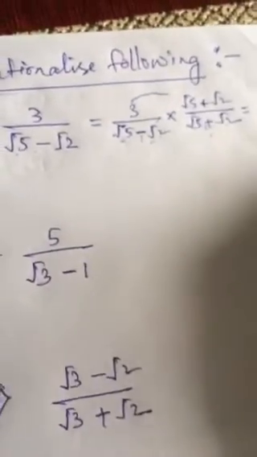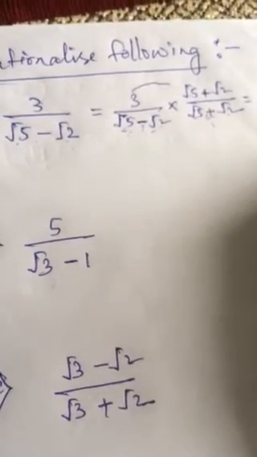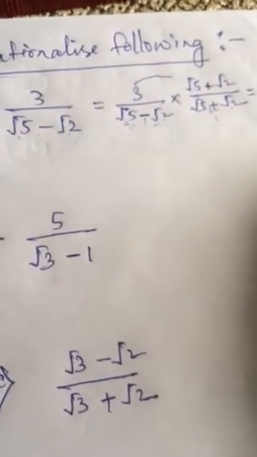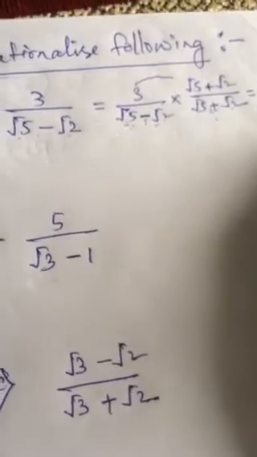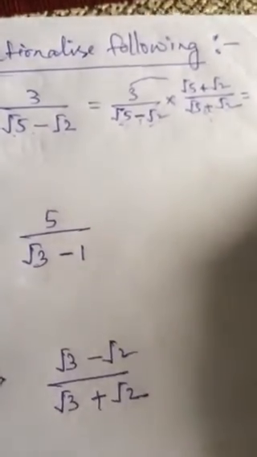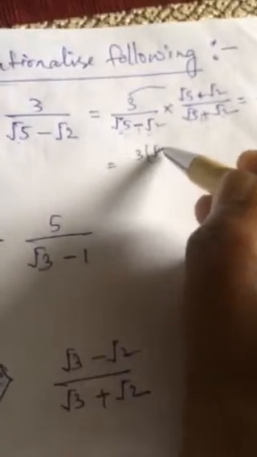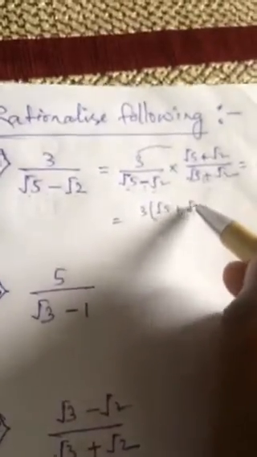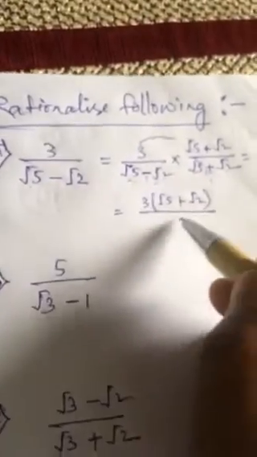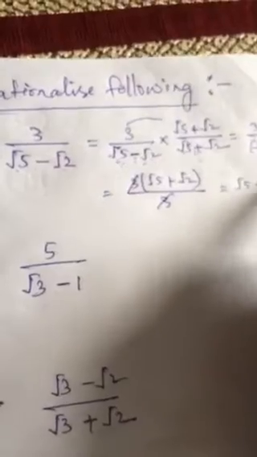Okay, now you see here, 3 root 5 plus root 2 by 3 is out. At last you have to multiply. Root 5 whole square is 5, root 2 whole square is 2. Now you see 3 times root 5 plus root 2 total divided by 3. Now 3 can be cancelled. Now root 5 plus root 2.